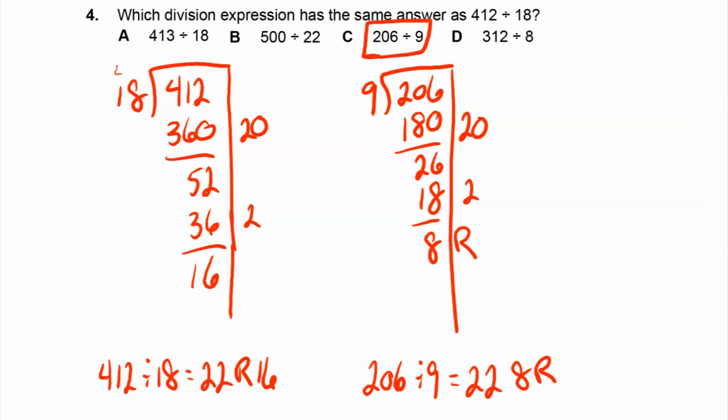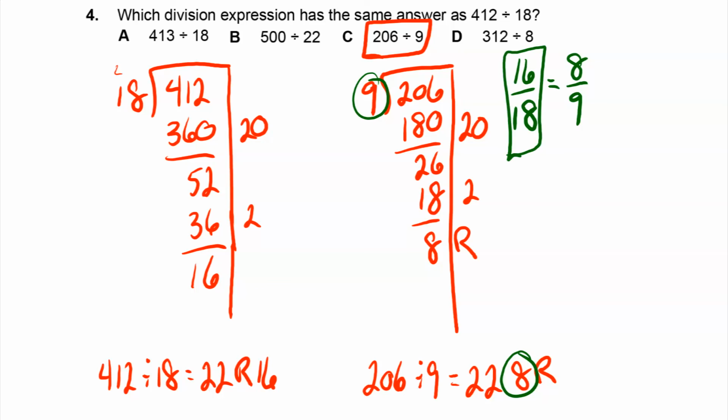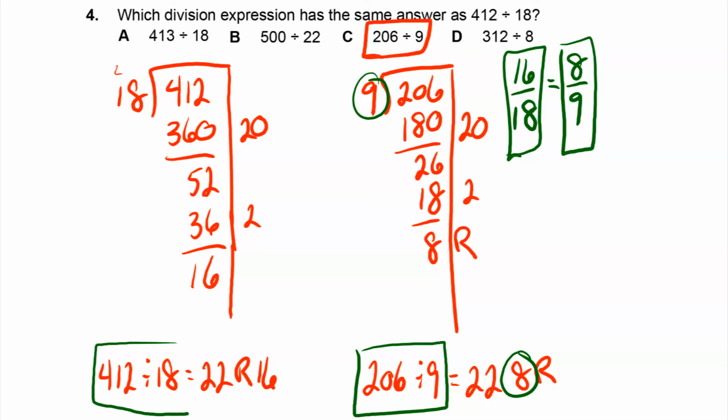Now, those two answers don't look exactly the same when you're dealing with the remainders. However, when you convert them into fractions, you'll see that they turn out to be the same. Here, we have 16 remainder out of 18. 16 out of 18 is the same as 8 out of 9. So when you reduce this fraction down, you end up with exactly the same fraction. So in fact, if you plug this into a calculator and plug that into a calculator, you will get exactly the same answer.